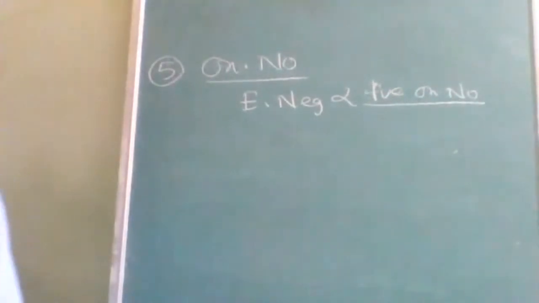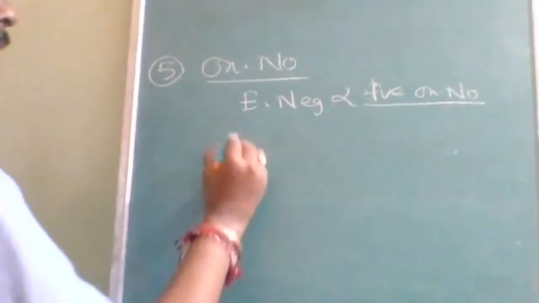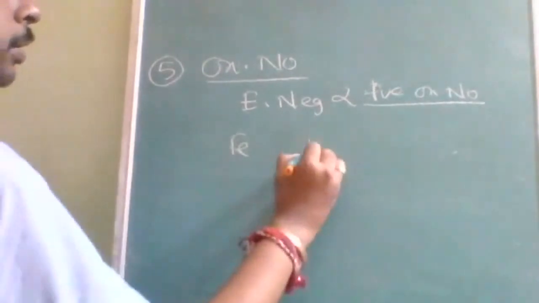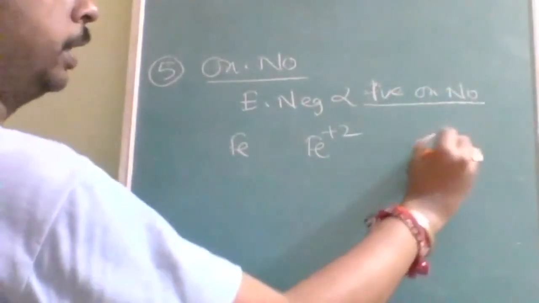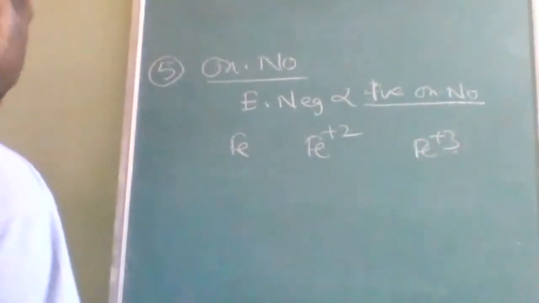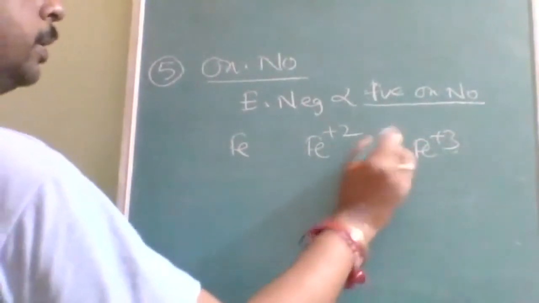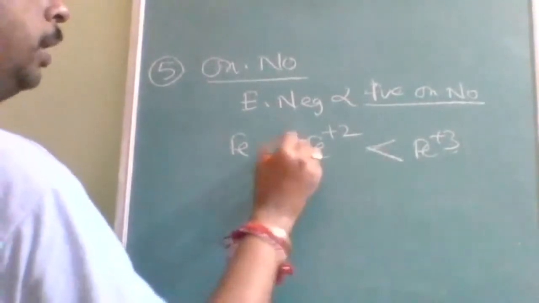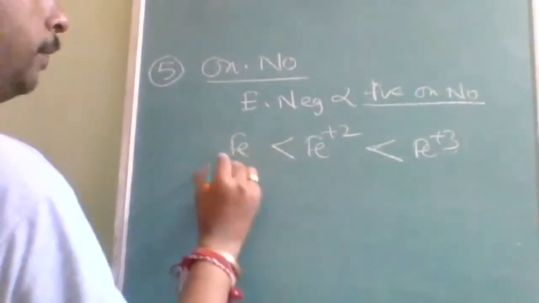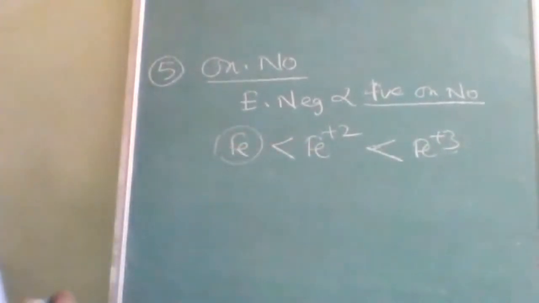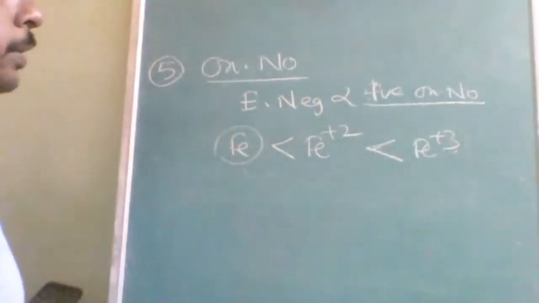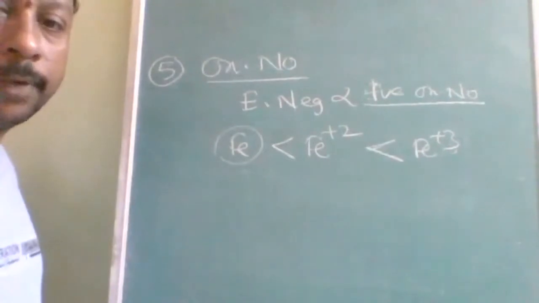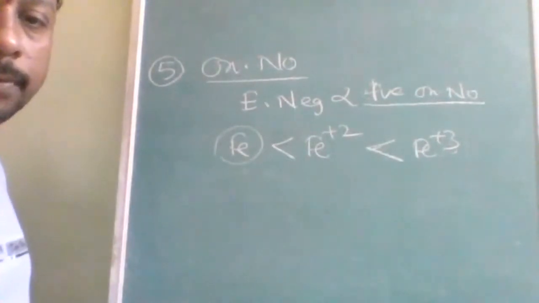Now let us take manganese or iron. Suppose iron is in the neutral state. Suppose iron is in the ferrous form. Suppose iron is in the +3 form. So that time this is the highest electronegativity, this is lower electronegativity, and further lower will be the atomic electronegativity. So this is about the oxidation number. These are the 5 factors on which electronegativity depends.